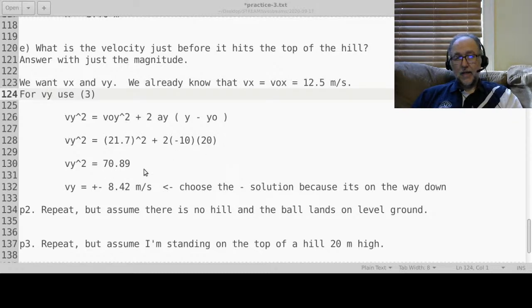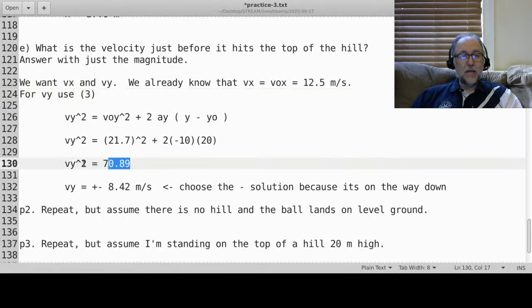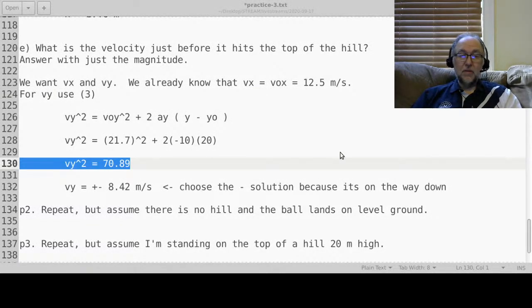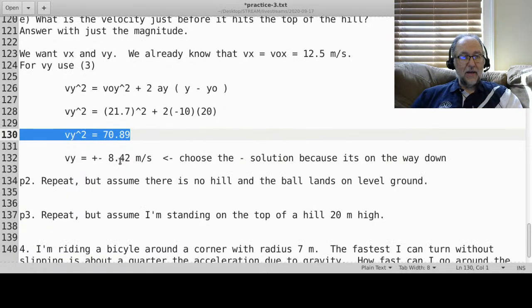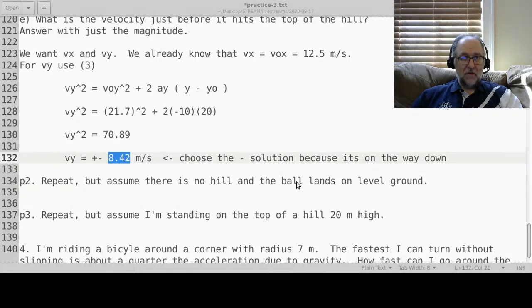Substituting in the numbers and solving, we get to this point here, and that's Vy squared is equal to 70.89. Here we have to be careful. Even that is a quadratic because there's a square. When you take the square root of that number, your calculator doesn't know that there are two roots. It's just going to give you positive 8.42. But be careful because there's both a positive and a negative value.